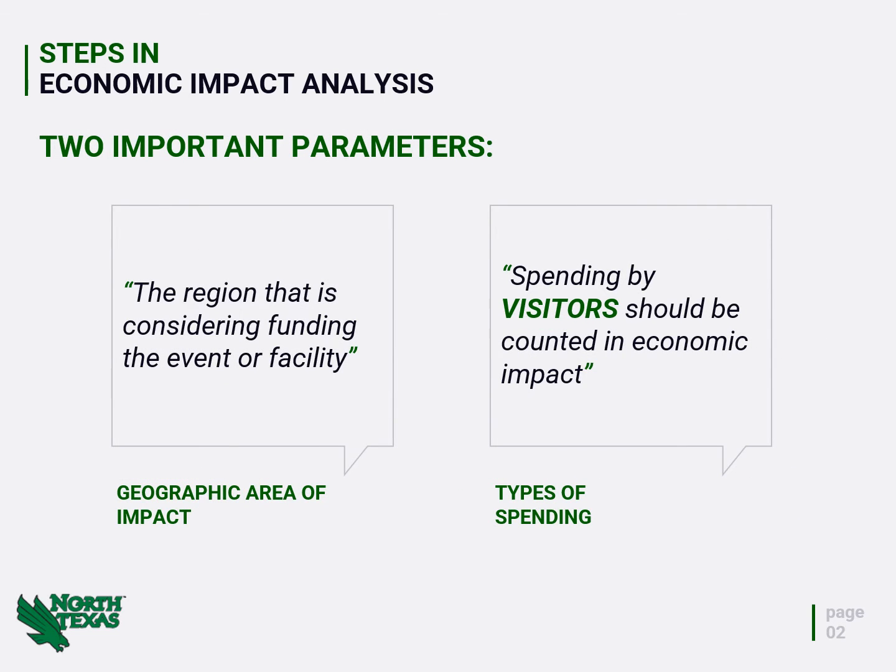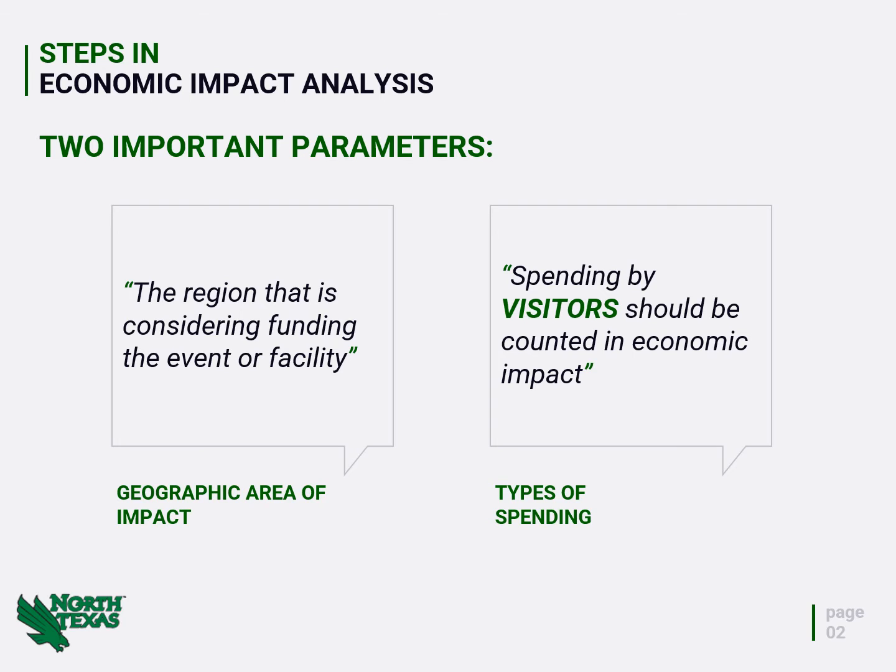The first two steps in economic impact analysis are determining the two important parameters, the geographic area of impact and the incremental visitors. We first have to determine the region that is considering funding the event or facility because the impact tends to decrease with distance from the event or facility location, which eventually affects the amount of economic impact.